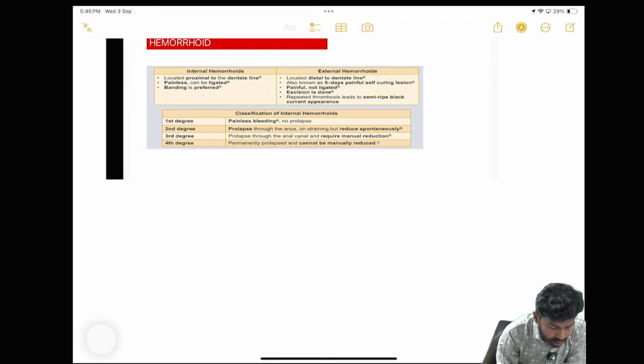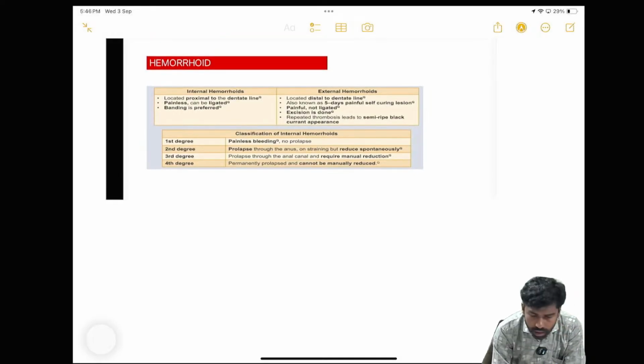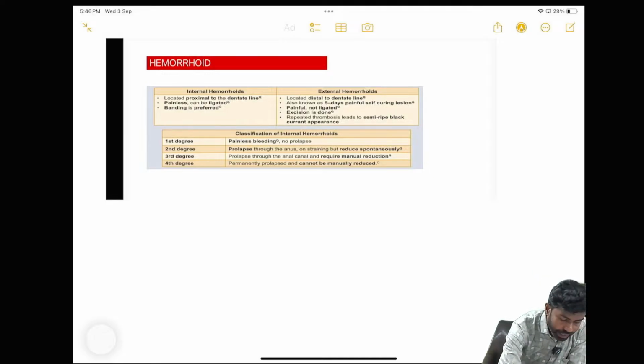We'll see the very detailed regular classes. This is a short revision for attending the classes. So, hemorrhoids. What is hemorrhoids? I'll show you the pictures later. So first see the hemorrhoids.